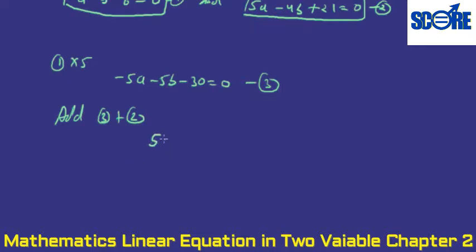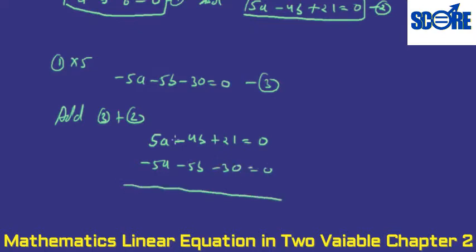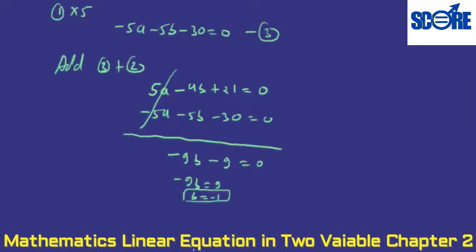जब हम 3 और 2 को ऐड करेंगे तो a कैंसिल हो जाएगा. देखिए, 5a minus 4b plus 21 equals to 0, minus 5a minus 5b minus 30 equals to 0. जब हम ऐड करेंगे तो ये दोनों कैंसिल. Minus 5b minus 4b that is minus 9b, 21 minus 30 that is minus 9 equals to 0. So minus 9b equals to plus 9, तो b equals to minus 1.